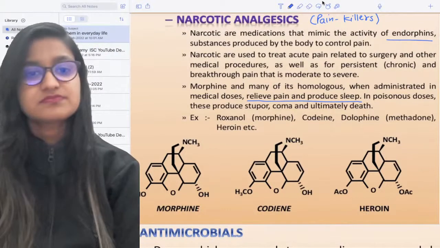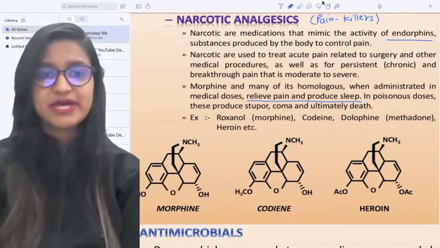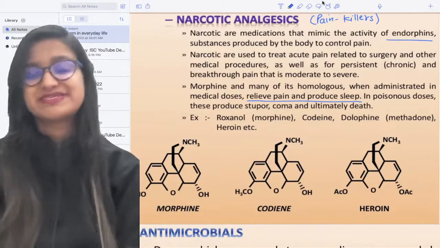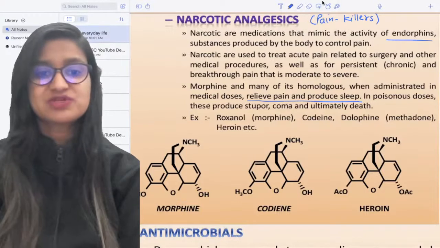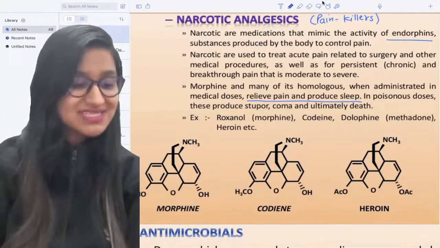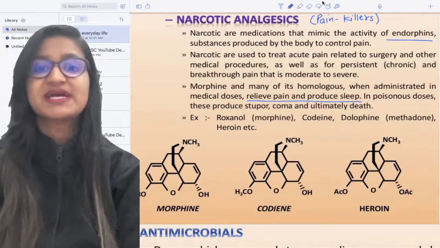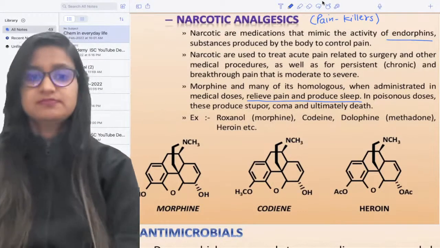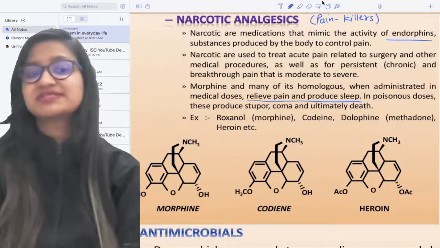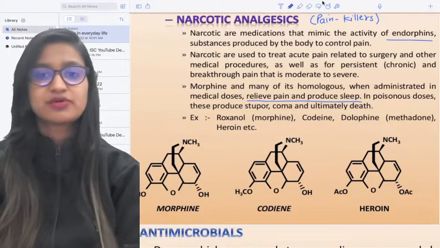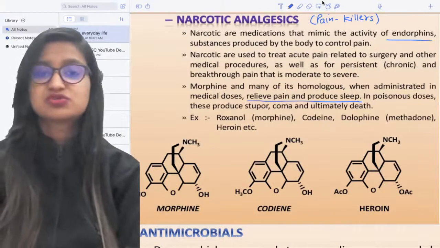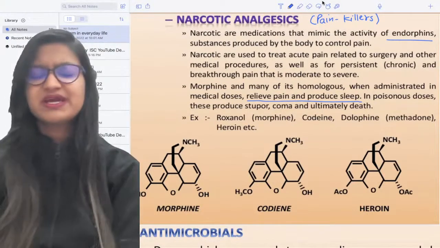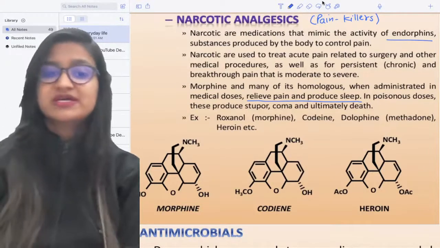Examples are Roxanol, which is another name for morphine, codeine, Dolophine, heroin, etcetera. So these are the actual drugs. Morphine and heroin, you must have heard sometimes. So these are the narcotic analgesics, because they relieve pain and they produce sleep. And if these are taken in super doses or poisonous doses, they can cause coma and even death. So they are very harmful for the body. Again, these are very addictive to our body. So this is the case.